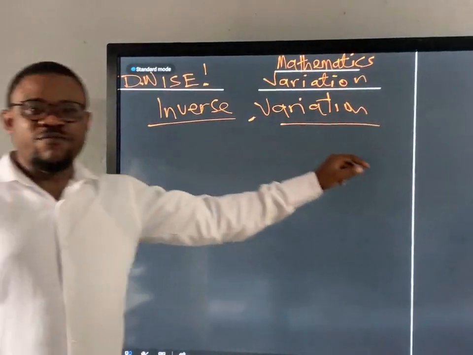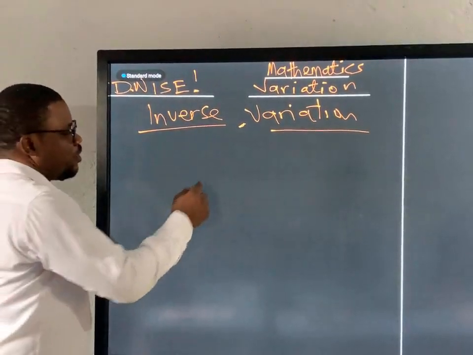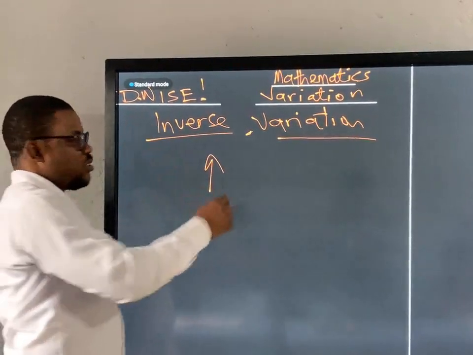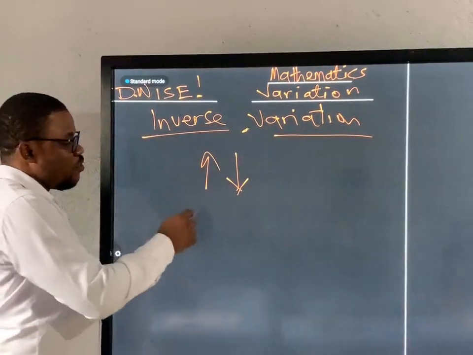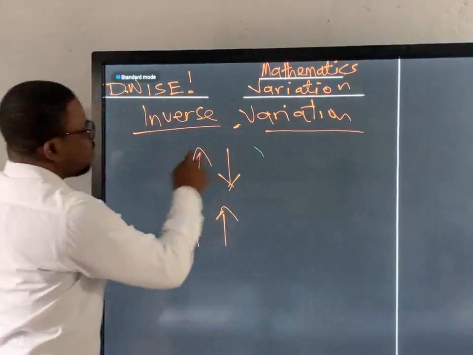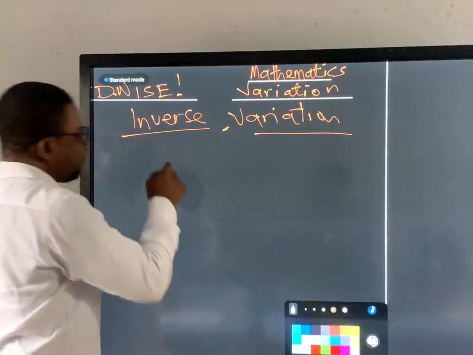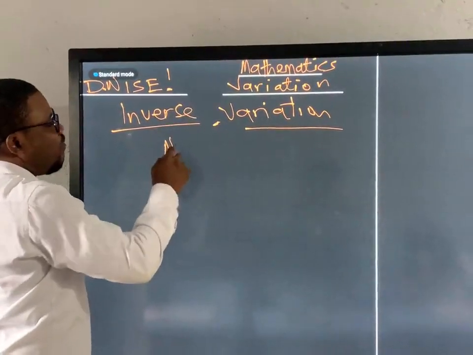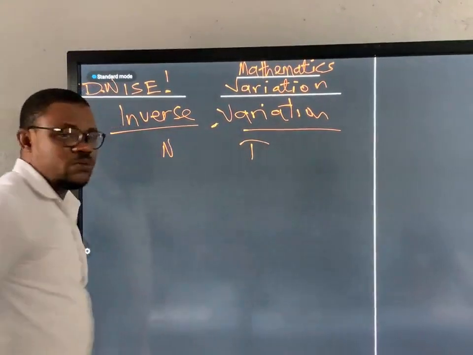Now, inverse variation. We say for inverse variation, if one quantity is increasing, the other decreases. And if one quantity is decreasing, the other increases. So we're trying to use the number of people and the time taken to do work, right?